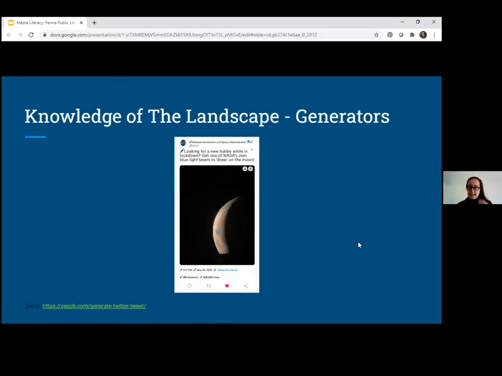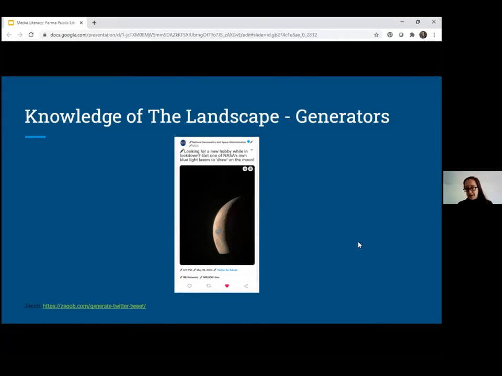So the next piece is looking at the landscape of media. So we want to sort of see how can misinformation be shared out there? How can it be created? And sort of see the tools of media out there.